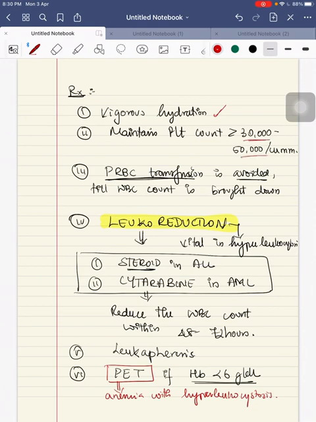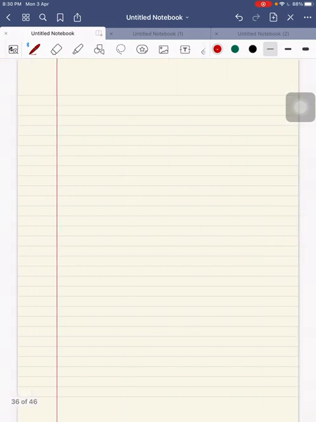First is vigorous hydration following the same steps as in tumor lysis syndrome, and you should maintain the platelet count at more than 30,000 to 50,000 per cubic millimeter, and PRBC transfusion is strictly avoided till the WBC count is brought down. To bring down the WBC count, that is leukoreduction, you should start treatment early. That is, start with steroid in ALL and cytarabine in AML, which can reduce the WBC count within 48 to 72 hours. Then you can use partial exchange transfusion if the HB is less than 6 gram per deciliter.